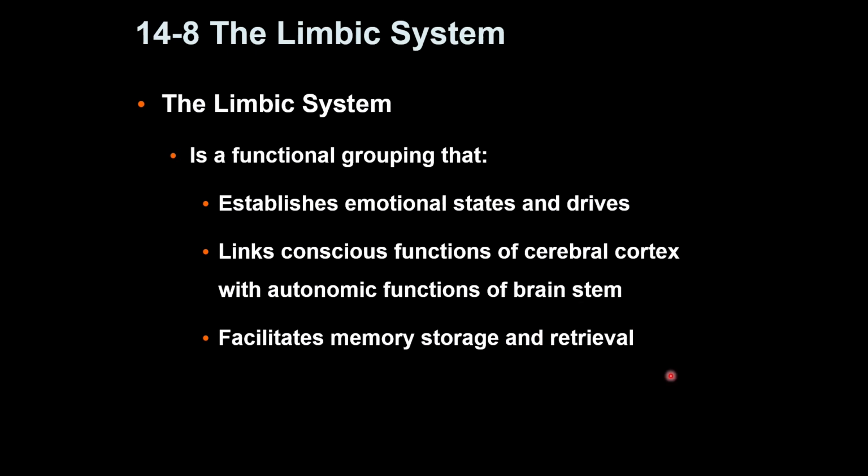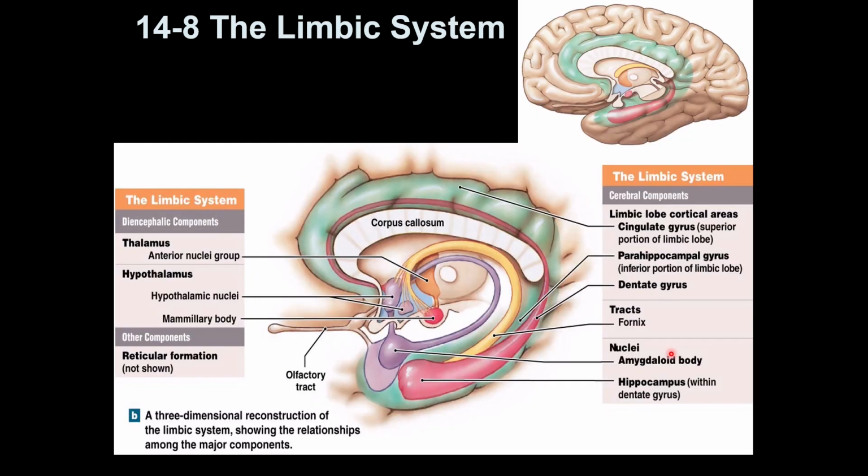So the limbic system is a little bit complicated, so what you do is break it down. The first part is the cerebral component, from the cerebrum. The cerebrum, again, you divide into three different parts. One is the limbic lobe, the other one is the tract, and the third one is the nuclei. For the limbic lobe, you have three different gyri. Gyri is the plural form of gyrus. This is the cingulate gyrus. This is the parahippocampal gyrus. And the third one, located deeper, is the dentate gyrus. So these three gyri together are called the limbic lobe.